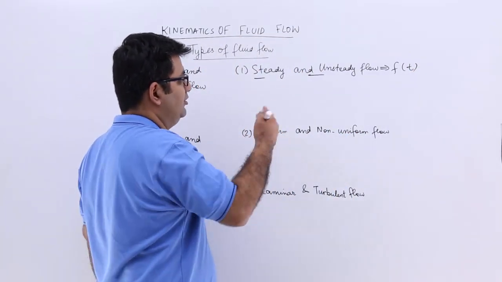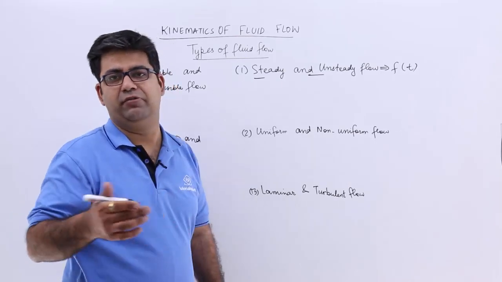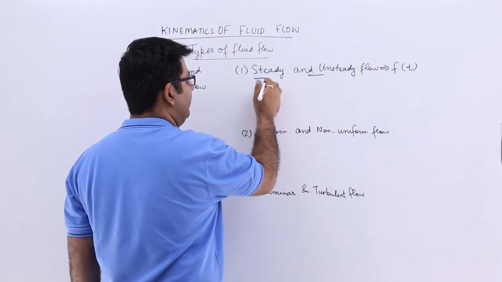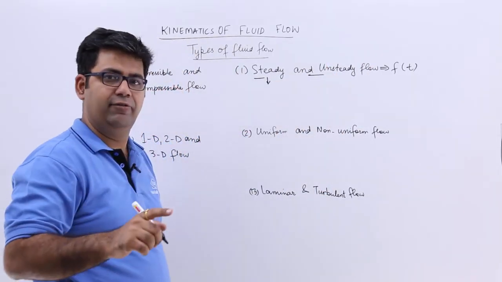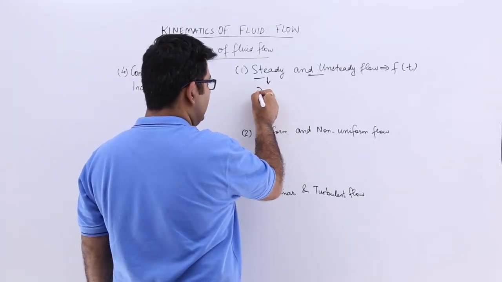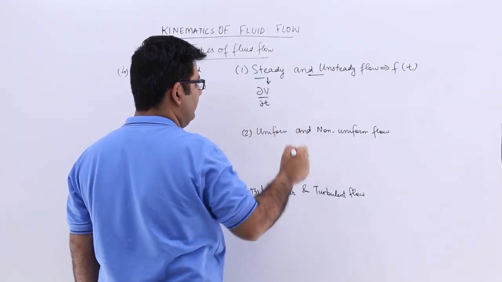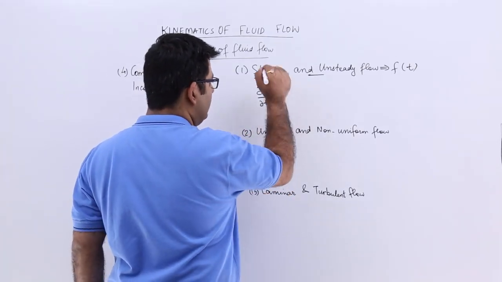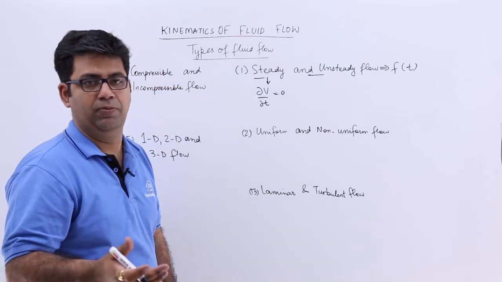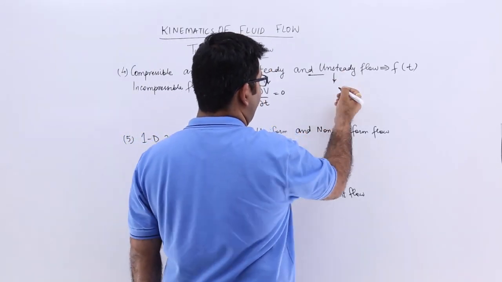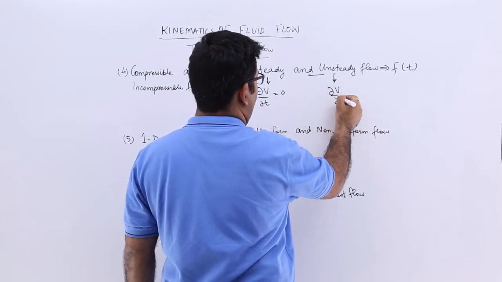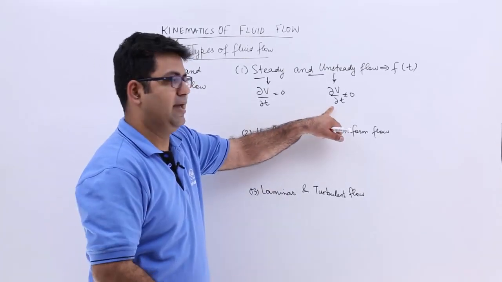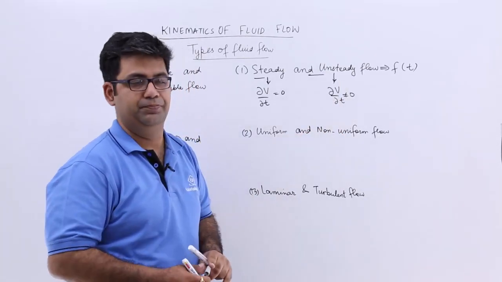So, if the velocity of the fluid, or the pressure of the fluid, or the density of the fluid is not changing with respect to time, then the fluid flow is called a steady flow, otherwise it is called unsteady flow. Let us only take the case of velocity. If the rate of change of velocity with respect to time is zero, then the flow becomes a steady flow. Similarly, if I only take the case of velocity, this would be a non-zero value, meaning there is some variation of velocity with respect to time in the case of an unsteady flow.